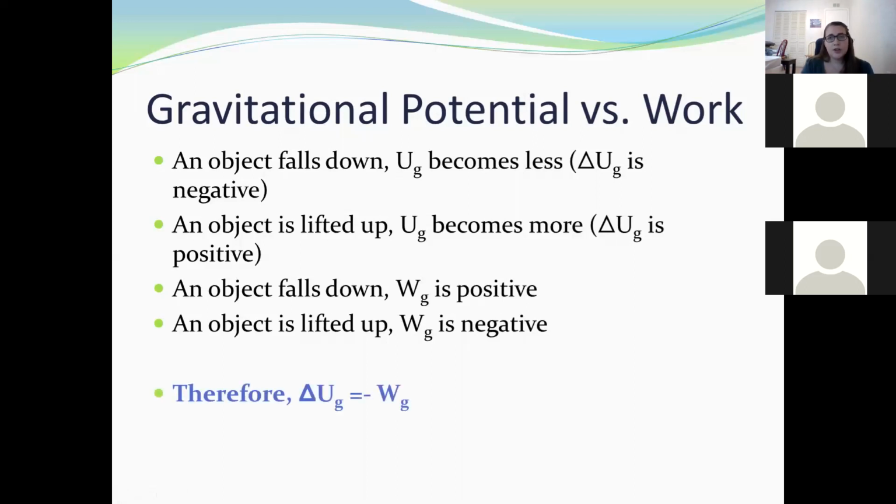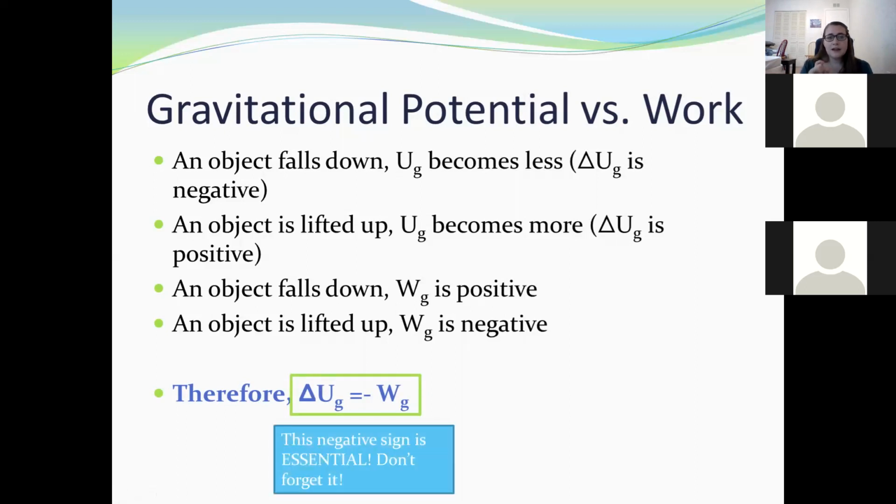So that means that our change in gravitational potential energy equals the negative of the work done by gravity. That's another really important equation for you to maybe write down on an equation sheet if you're keeping track of these things. But that negative sign is essential. You cannot forget it, right? You can't forget it.